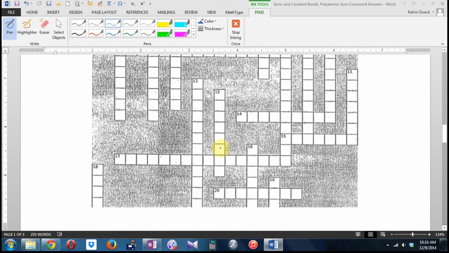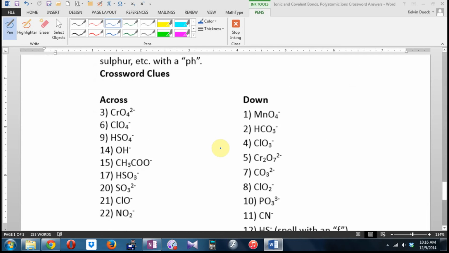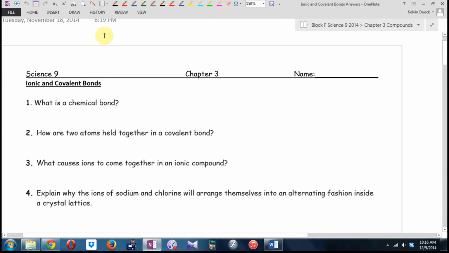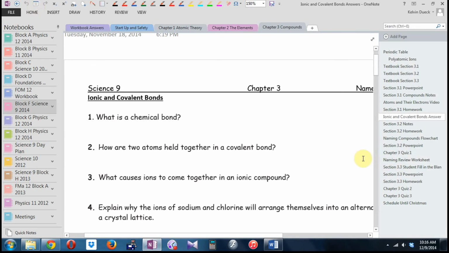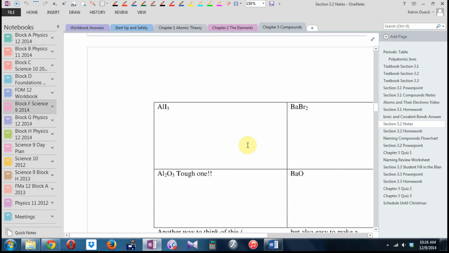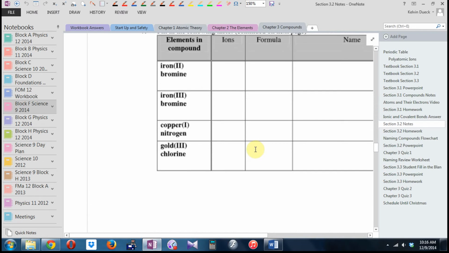The crossword, I'm going to assume that you can figure out on your own. There are the clues, so hopefully that helps, since some of you were asking about that. I'll throw the answer key online later tonight. But for now, if you can go back to section 3.2 notes, this handout here, we had reached nearly the last page.